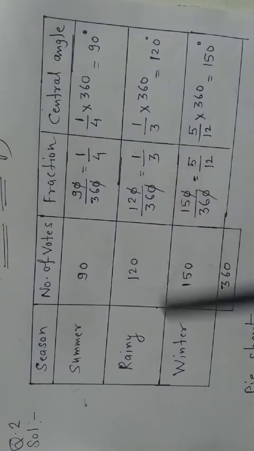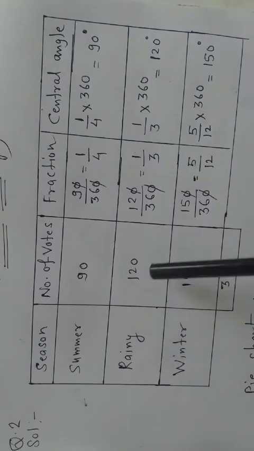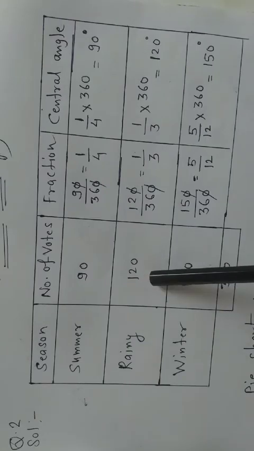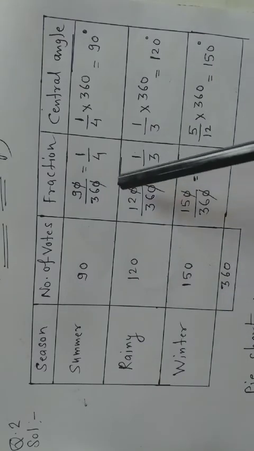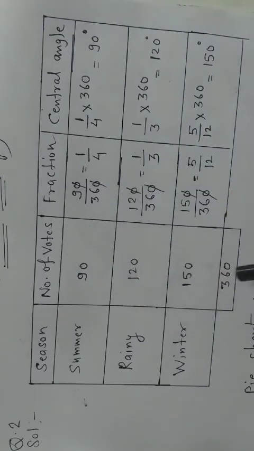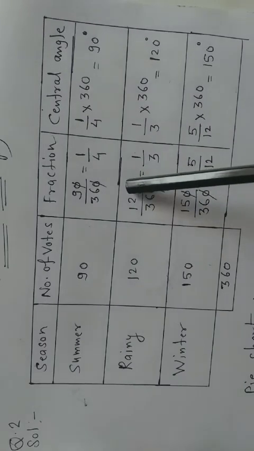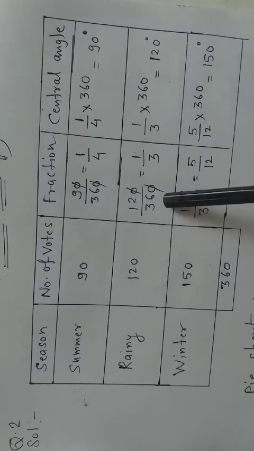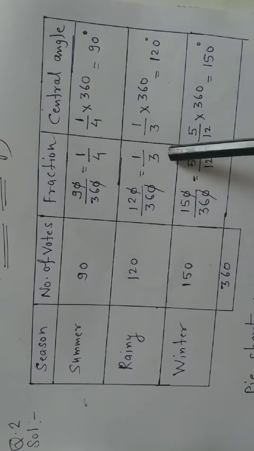Okay, similarly in rainy also we will do. Rainy has 120 votes, so we will convert this data into fraction form. So 120 and the total votes are 360. So 120 upon 360, 0 cut, by the 12 table we can cut. 12 ones are 12, 12 threes are 36, so it will be 1 by 3.